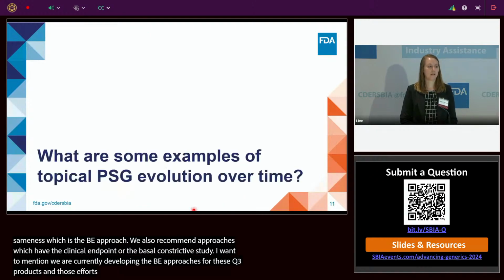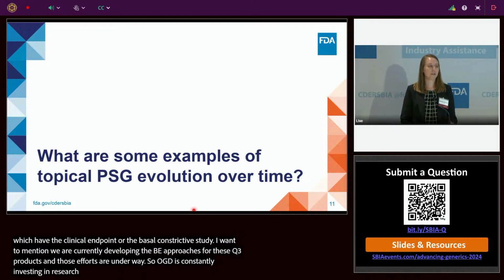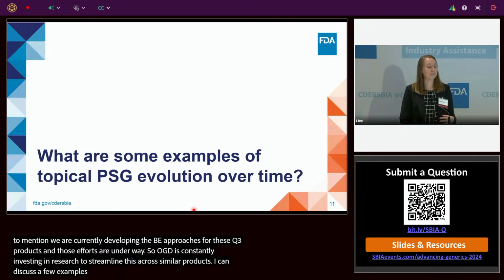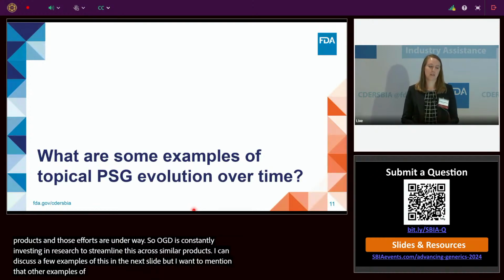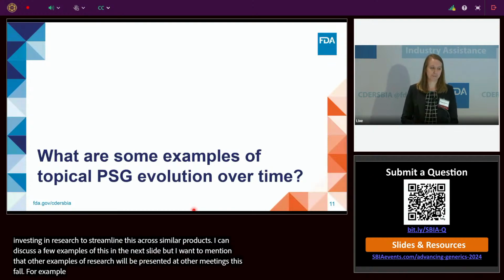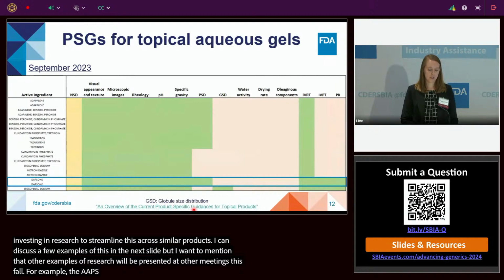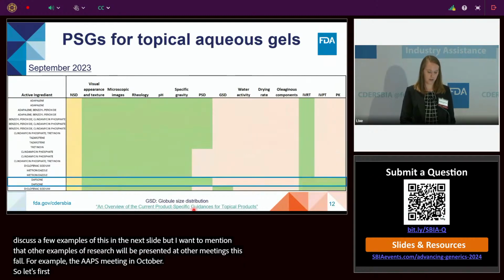So OGD is constantly investing in research to streamline PSG recommendations over time across similar products. And I'll discuss a few examples of this in the next slides. But I want to mention that other examples of research will be presented at other meetings this fall, for example, at the AAPS meeting in October. So let's first start with the PSG for topical aqueous gels.